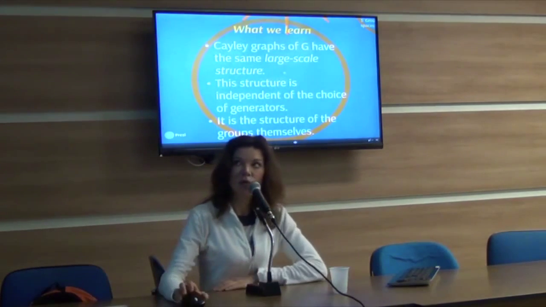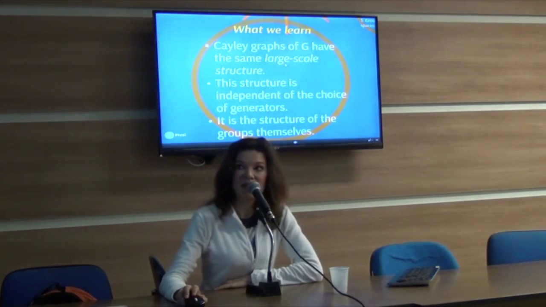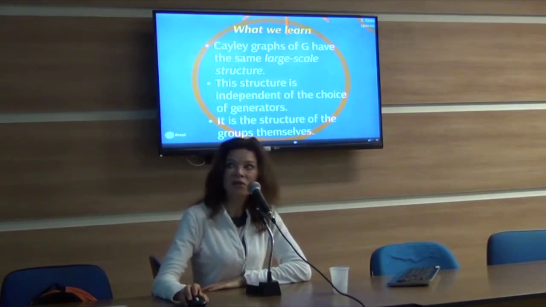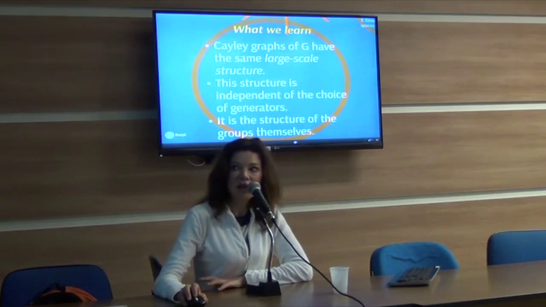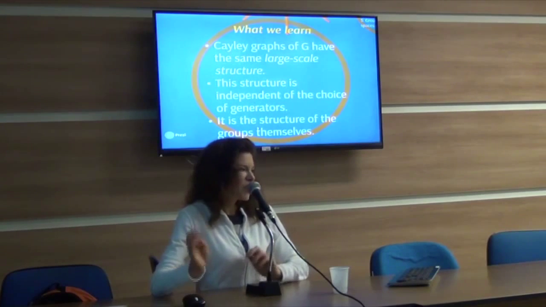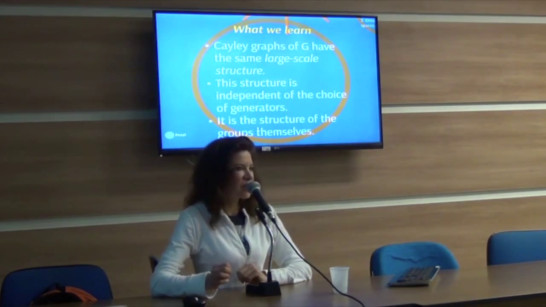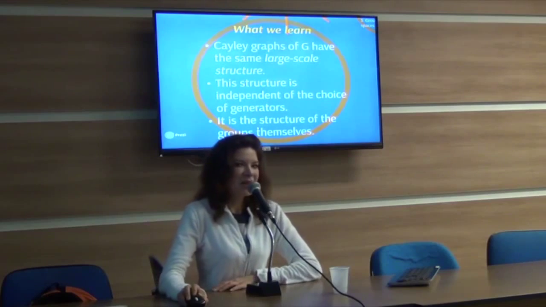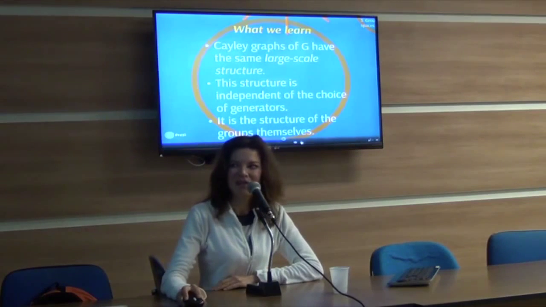So what do we learn from these thought experiments? Well, we learned that Cayley graphs of a group G have the same large-scale structure. And this structure is independent of the choice of generators. And therefore, it is the structure of the group itself. Right? So we solved this problem with generality. We can carry on with this approach.